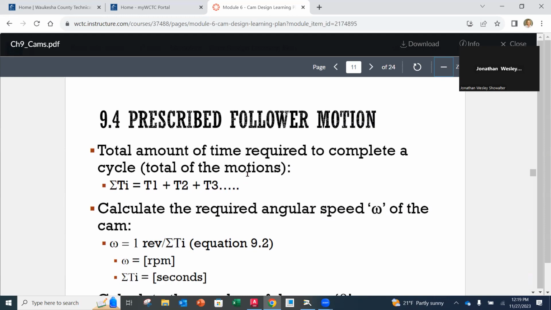So, prescribed motion. The amount of time that is required to complete a full cycle, all the way around, is called the total time. Now the total time is going to be adding up the different intervals with the type of motion that we need to achieve. This will make more sense when we do our example in just a bit.